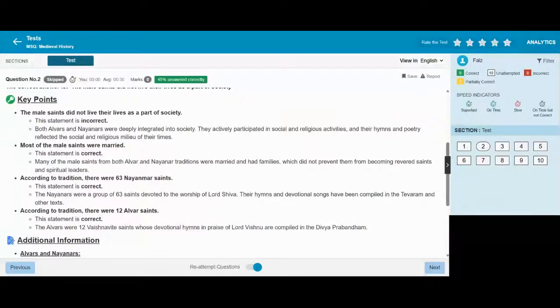Married. Many of the saints from the Alvar and Nayanar traditions were married and had families, which did not prevent them from becoming revered saints and spiritual leaders.